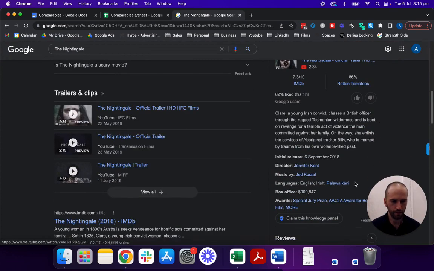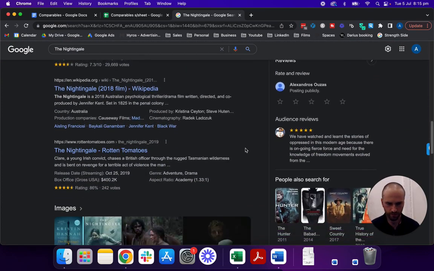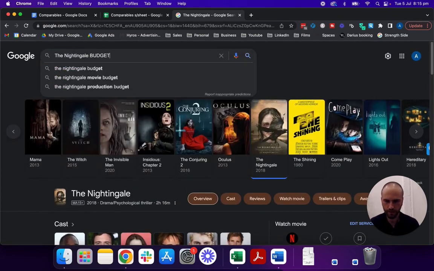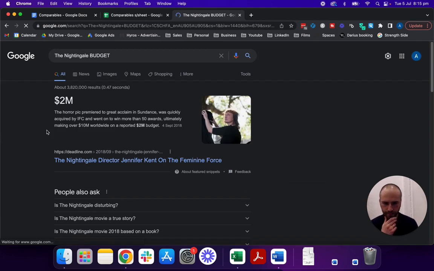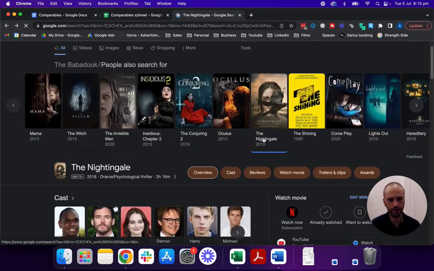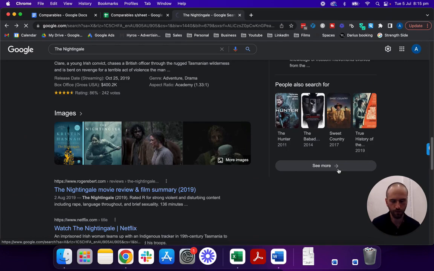Now, it doesn't have the budget listed here. So what I would do, just to see if we can find a budget, it's come up as 2 mil here. So I'm going to take that and use it. Now what I would do is use The Nightingale and then scroll down and go to see more.